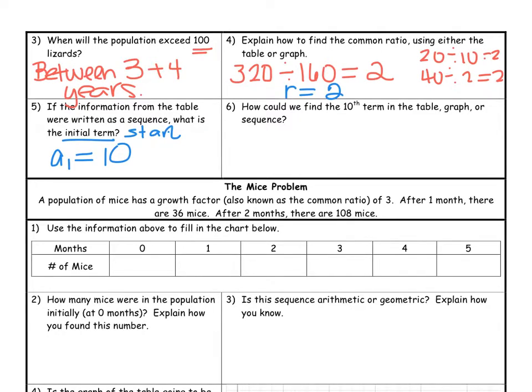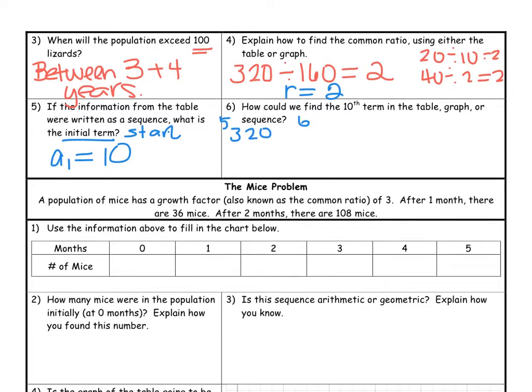So how can we find the 10th term in the table, graph, or in the sequence? The graph does not go up to 10 years, or the 10th term in this case. So we can just keep on multiplying the sequence by 2. If we ended up with 320, that was our 5th term.